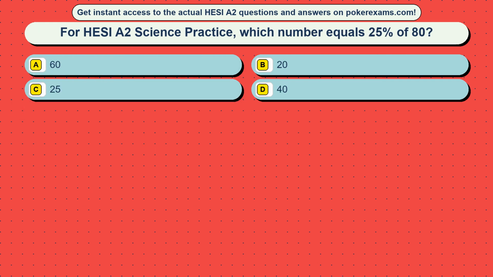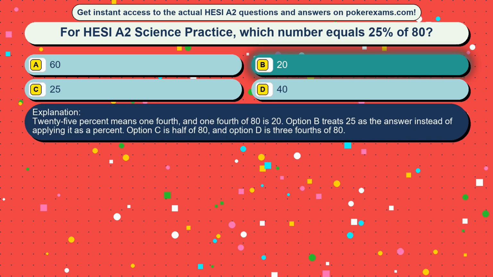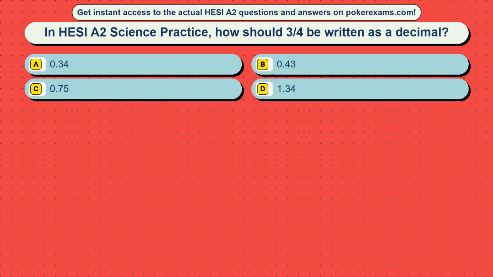Question 12. For HESI A2 Science Practice, which number equals 25% of 80? Option A. 60. Option B. 20. Option C. 25. Option D. 40. The correct answer is option B. 20. 25% means 1/4, and 1/4 of 80 is 20. Option C treats 25 as the answer instead of applying it as a percent. Option D is half of 80, and option A is 3/4 of 80. Question 13. In HESI A2 Science Practice, how should 3/4 be written as a decimal?